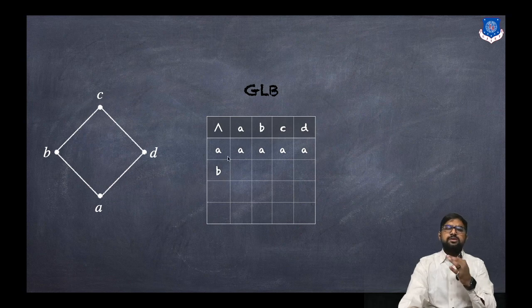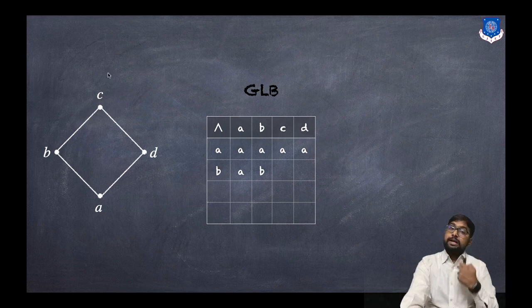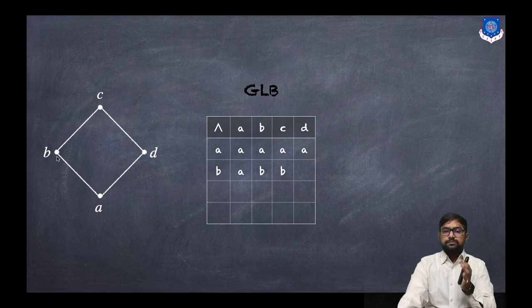Now B and A. In AB it was A, so here it will be A. Now B and B. As it is the same point, it will be B. Now B and C, the greatest lower bound is B. Okay, now B and D. The greatest lower bound will be A.